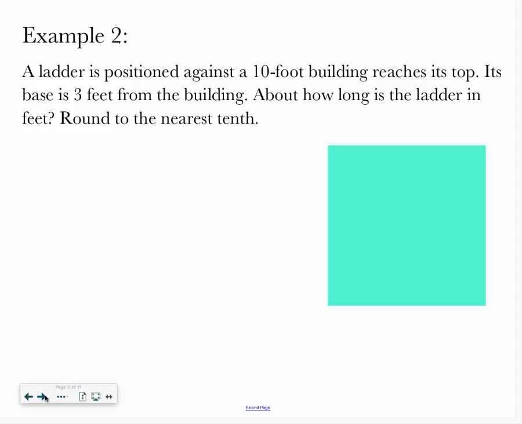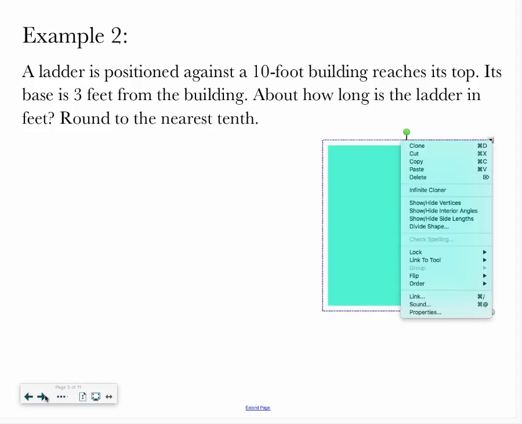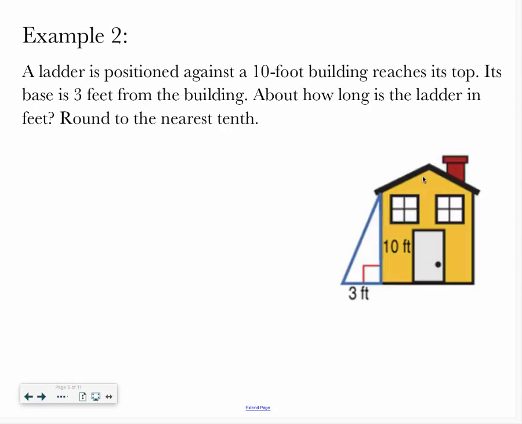All right, example 2. A ladder is positioned against a 10-foot building and it reaches its top. Its base is 3 feet from the building. About how long is the ladder in feet? Round to the nearest tenth. Okay, so we have some descriptions, but no picture. When you have a word problem like this and you're talking about a triangle, go ahead and draw yourself a picture, and that will help you determine how to solve this problem. This picture is maybe a bit more detailed than what you needed to do, but if you at least do something like this, that will help you solve for the answer.